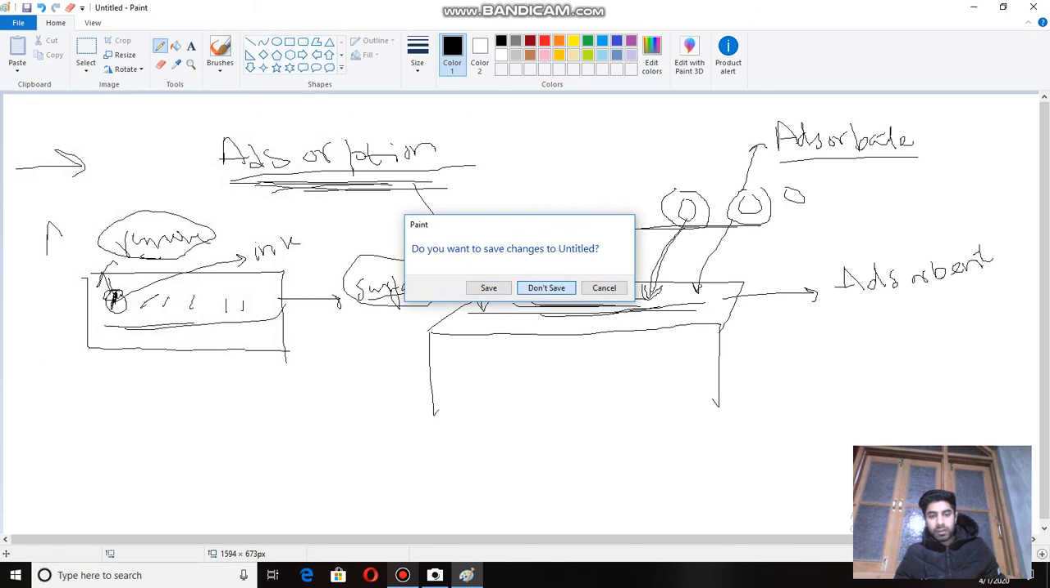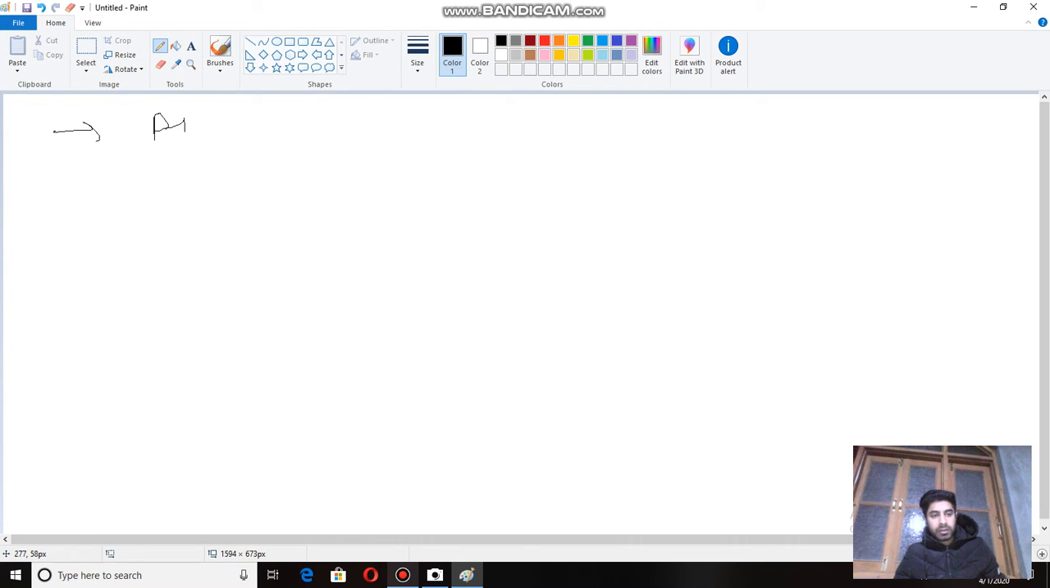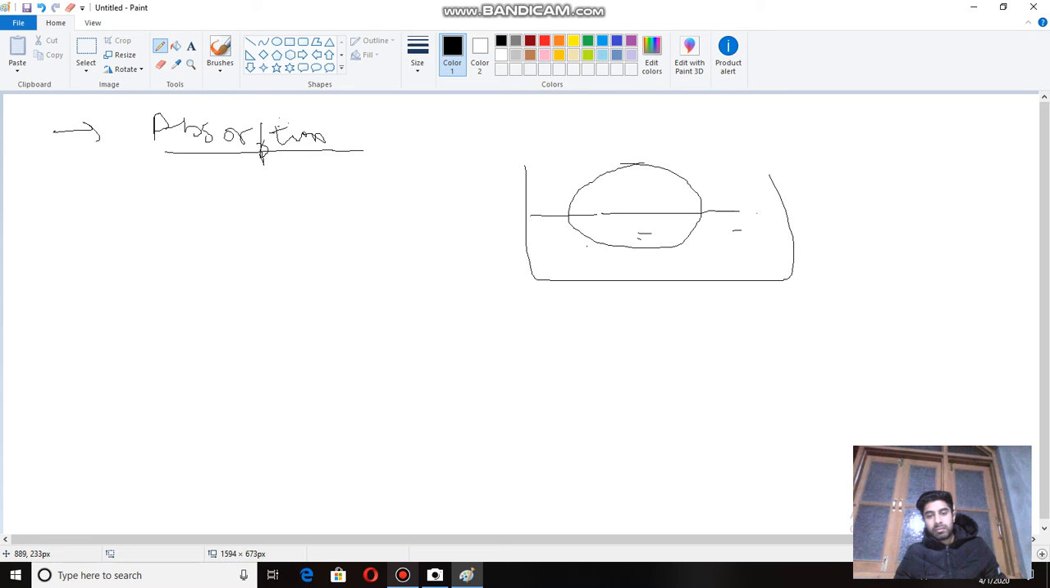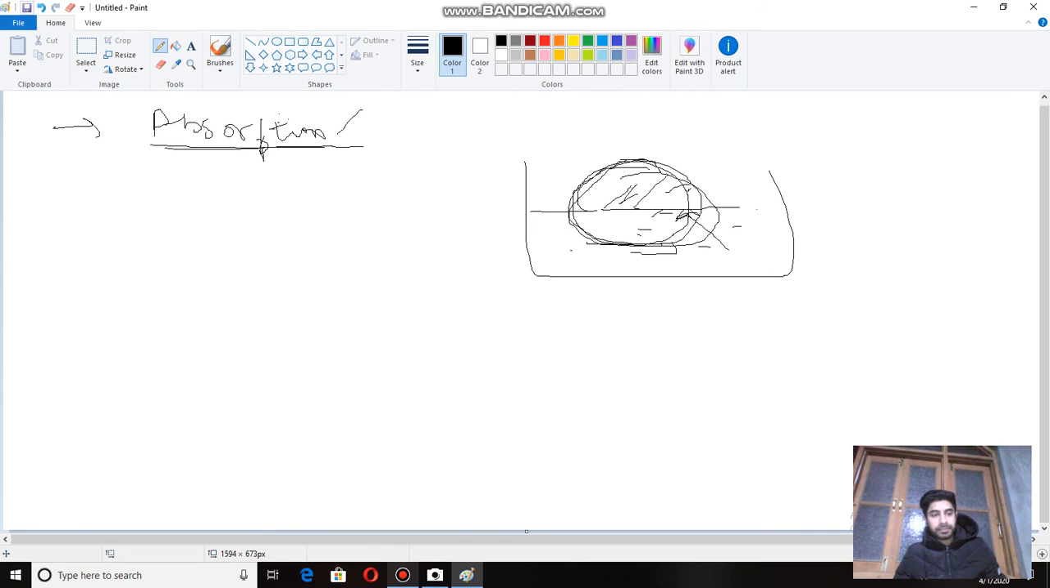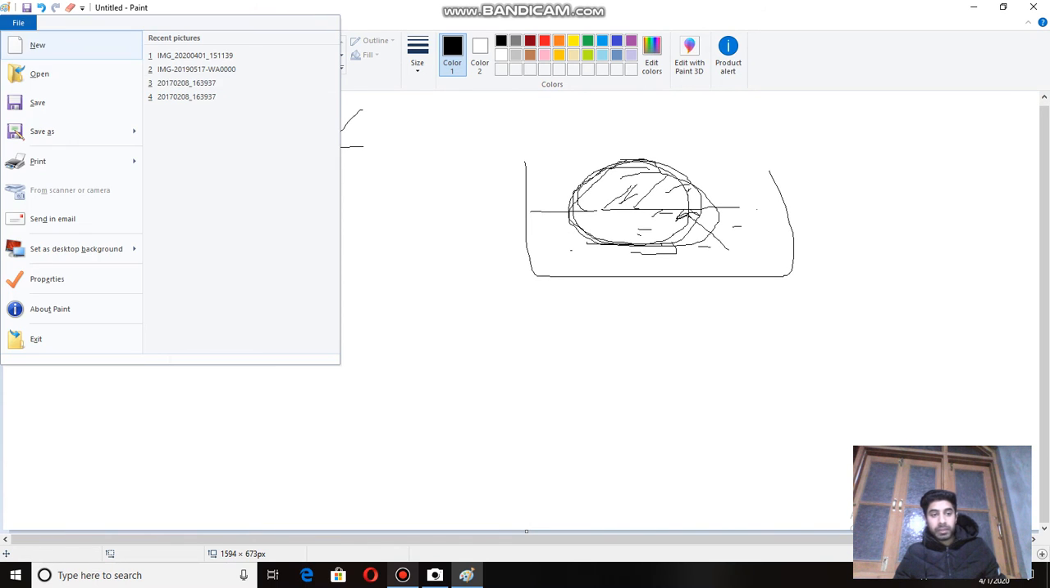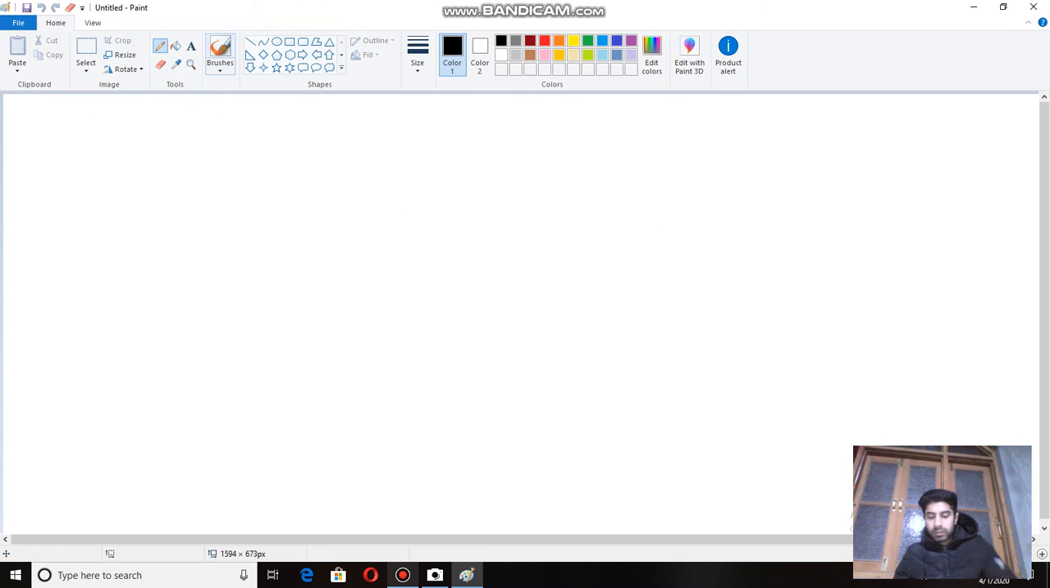Let's give an example of absorption now. Absorption, you may have seen many examples in day-to-day life. Let's take a piece of cloth and put it in some bucket of water. This water will get absorbed in this piece of cloth on the surface as well as in the bulk of this cloth. This is the general example of absorption. I hope this is clear to all of you now.